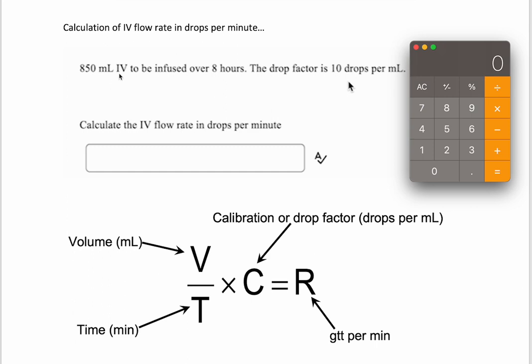So we have 850 milliliters. Well, first we have to find the time in minutes. So it's 8 hours that this is going to happen. So 8 times 60, and that gives us 480. So remember that and write it down, 480. So we're going to do 850 divided by 480, and then times it by the drop factor, which is 10. And again, we get that 17.7, but the answer here would be 18. Hope that helps somebody.